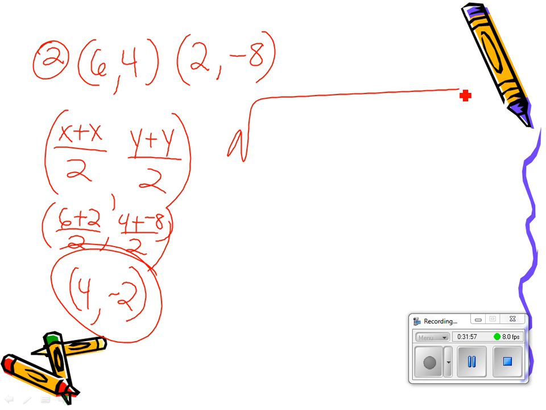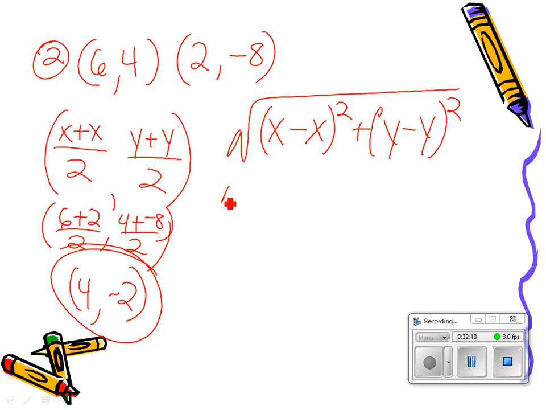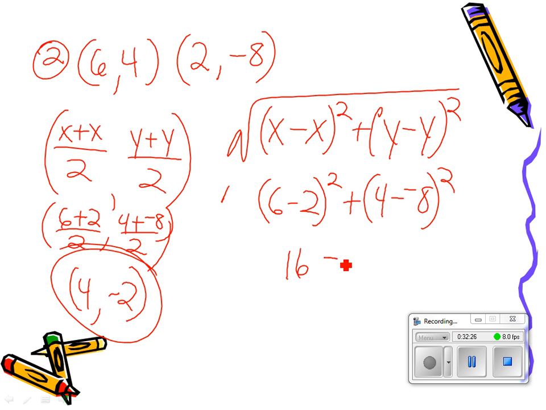Distance formula. Formula again. X minus x squared plus y minus y squared. A lot of people do this, and I don't mind it. X is 6 minus 2. Y's 4 minus a negative 8. 6 minus 2 is 4. 4 squared is 16. These change. 4 plus 8 is 12. 12 squared is 144. Add those together and I get 160.